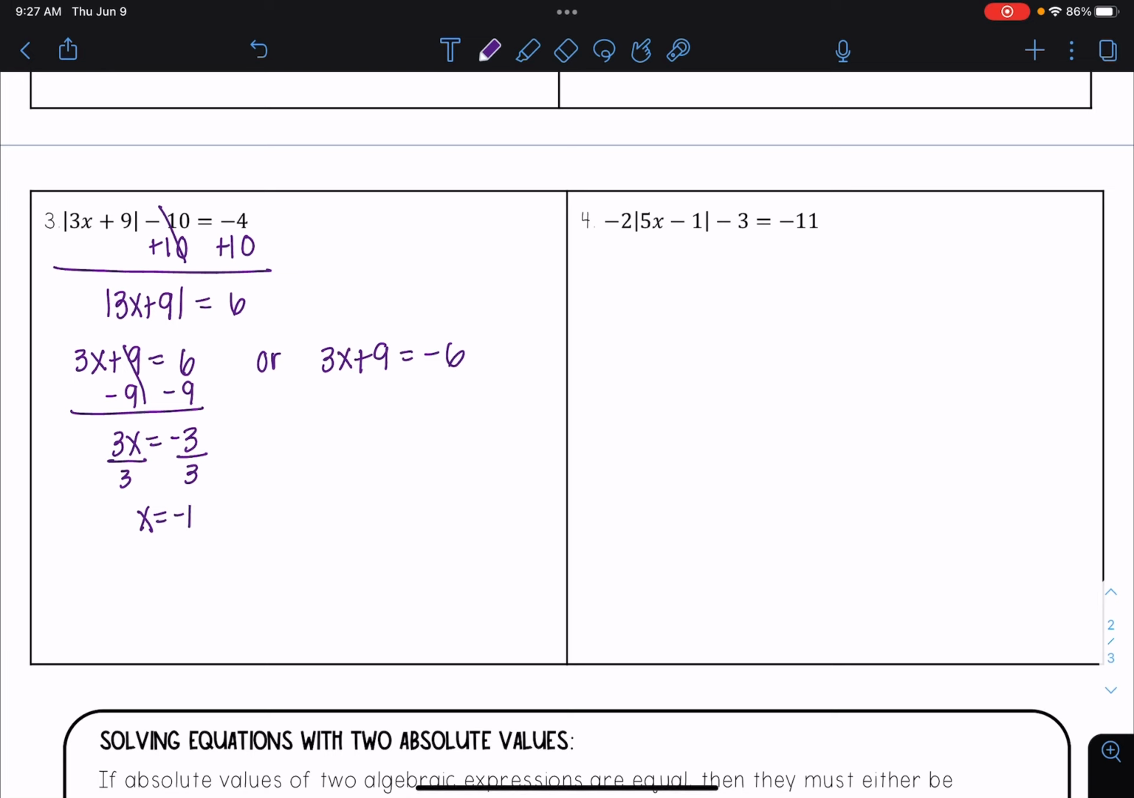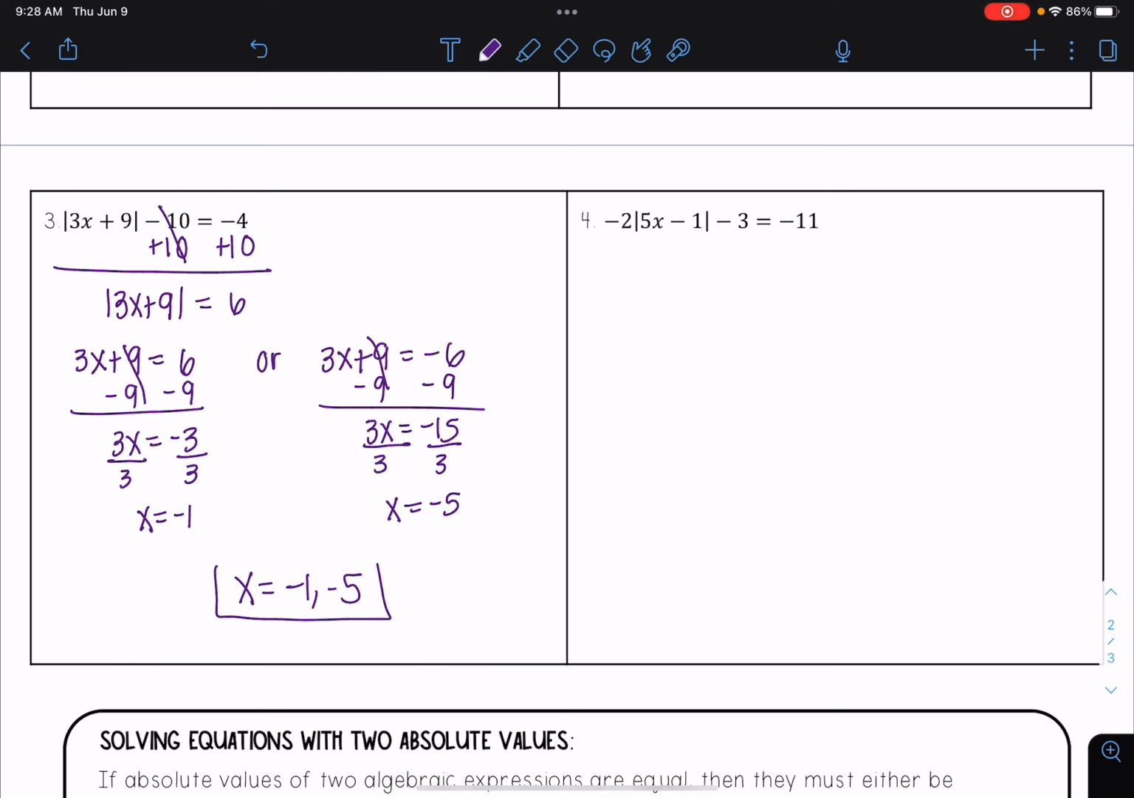And so it's okay if our x ends up being negative. It's really when we are looking at what the absolute value of an expression is, it can't equal a negative number. And divide by 3, I get x equals negative 5. And so my 2 answers here are x equals negative 1 and negative 5.